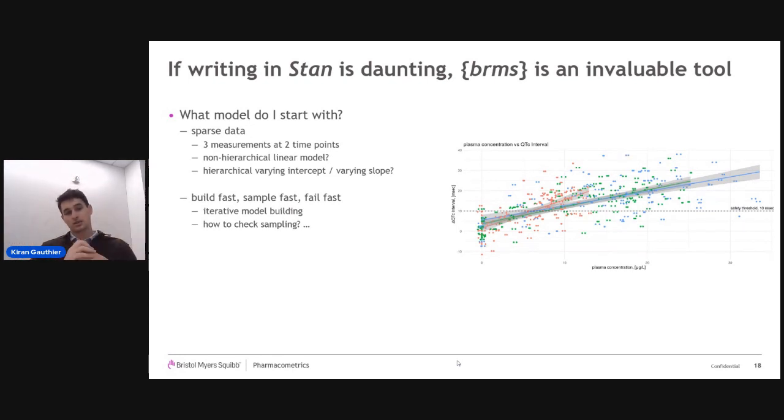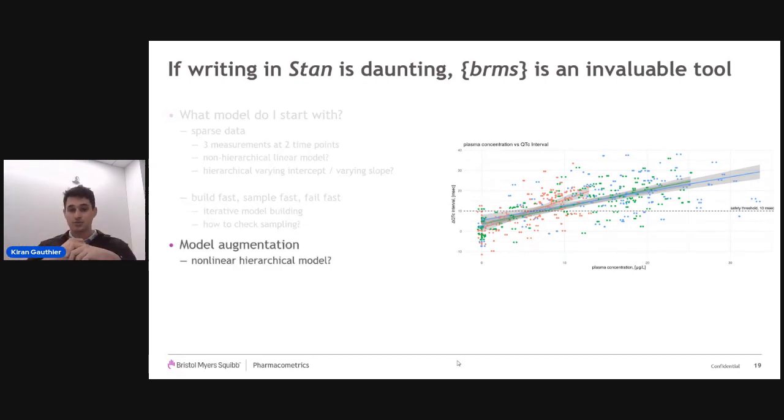Should I necessarily say that I have a non-hierarchical linear model where I have a fixed intercept and fixed slope as a function of plasma concentration? Should I assume that each of my patients has this varying slope, varying intercept relationship where each of them can have their own baseline QTc and then their own relationship with the plasma concentration, and propagate that uncertainty to the hierarchical parameters? Whatever it may be, I ascribe at least to this principle of building models fast, sampling fast, failing fast, right? This speaks to the iterative model building. But there are various questions, right? How do I check my sampling?